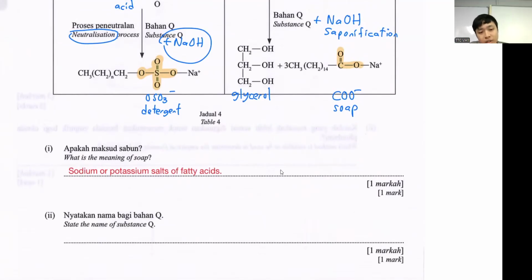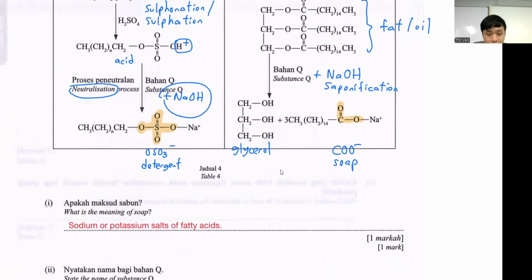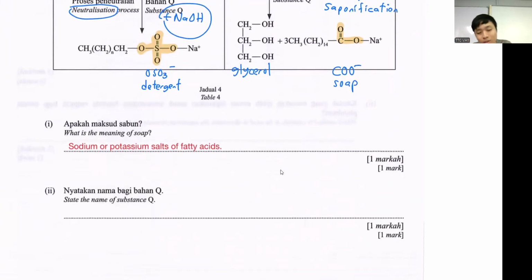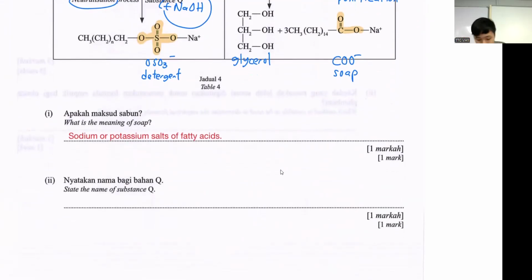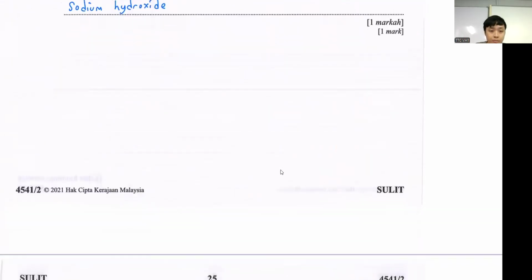You must ask what is sodium and potassium. It means you can add either NaOH or KOH, same thing. Normally, if you add sodium hydroxide, you will form solid soap. If you add potassium hydroxide, normally you get liquid soap, but not so important. State the name of substance Q: sodium hydroxide solution. You can just say sodium hydroxide, NaOH.